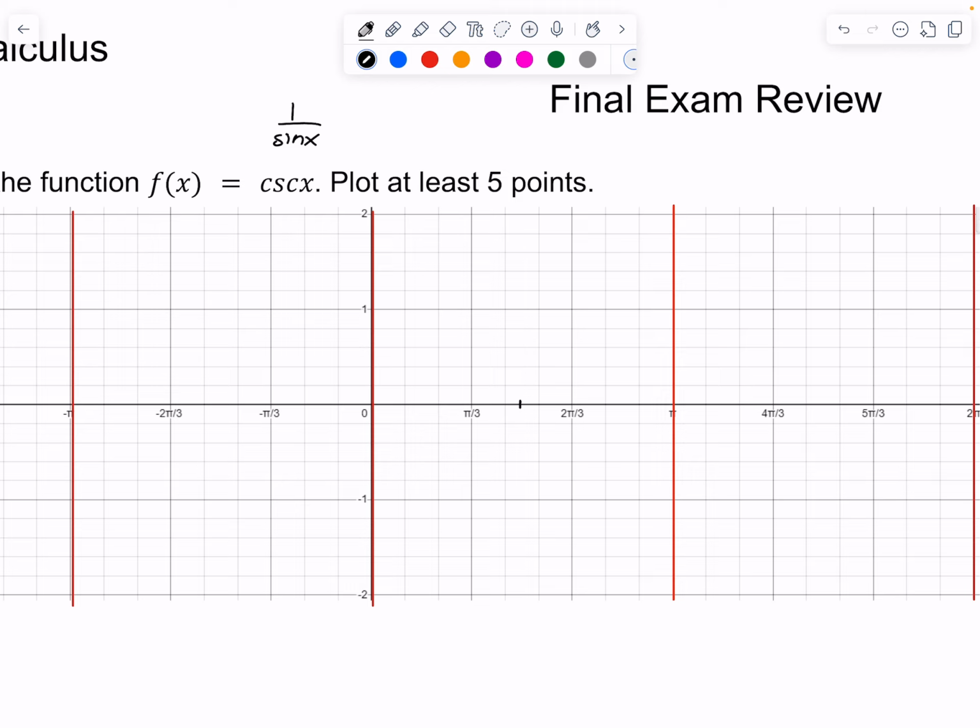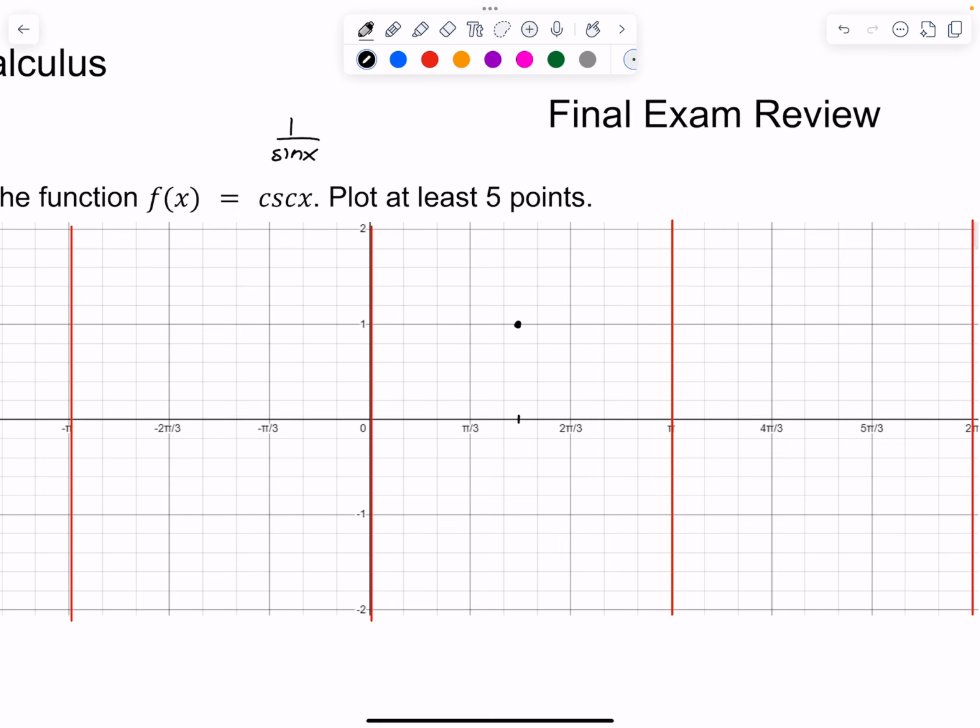Pi over 2, sine of pi over 2 is 1, which means cosecant is also 1. And then the easy one is sine of pi over 6, because pi over 6 is this guy, where the sine is 1/2. So pi over 6 is right here. 1 over 1/2 is going to be 2. So that happens on the other side as well. If we do 5 pi over 6, same deal, just quadrant 2. Sine of 5 pi over 6 is 1/2. That means cosecant is 2. So it looks like this.